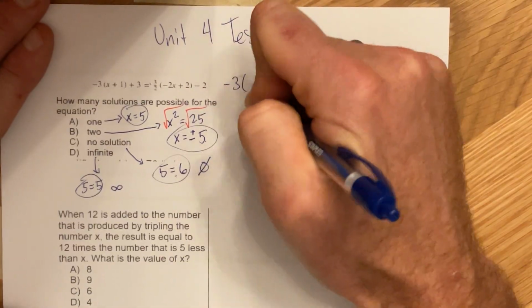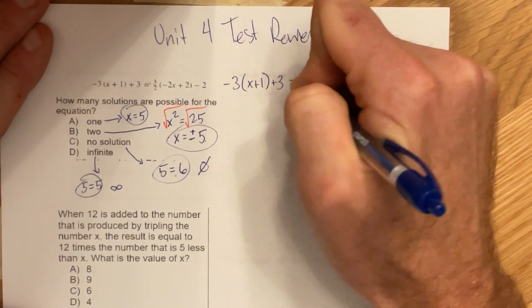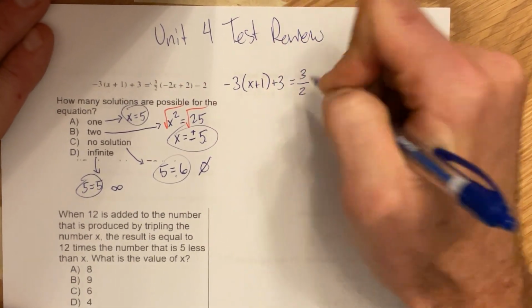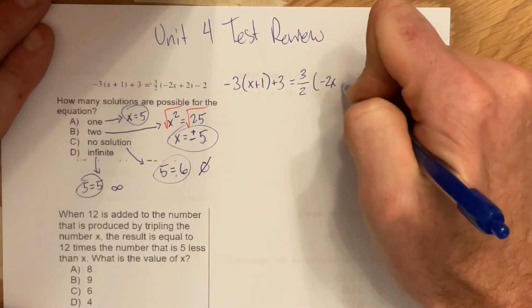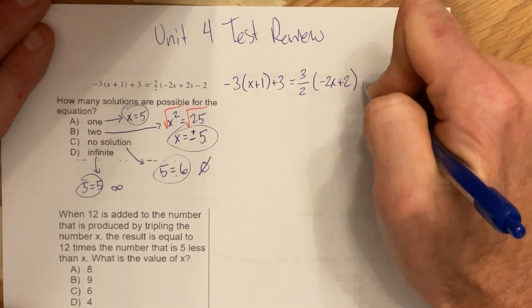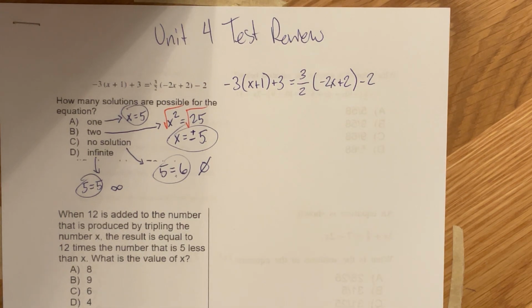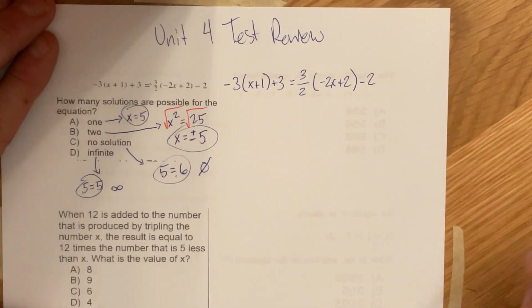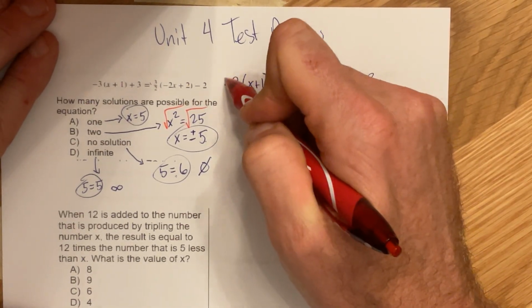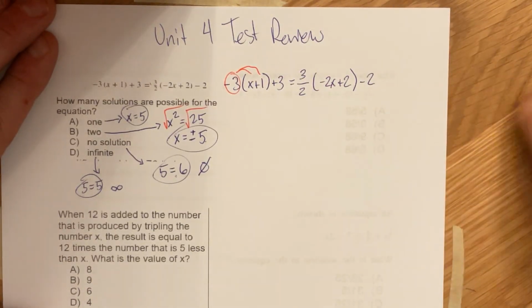Negative 3 times x plus 1, plus 3, equals 3 over 2 times negative 2x plus 2, minus 2. Oh my goodness, so many terms. And so here, our first step is going to be to deal with these parenthetical expressions. We deal with those by distributing the term directly before it. So we're going to distribute this negative 3. Negative 3 times x, negative 3 times 1.